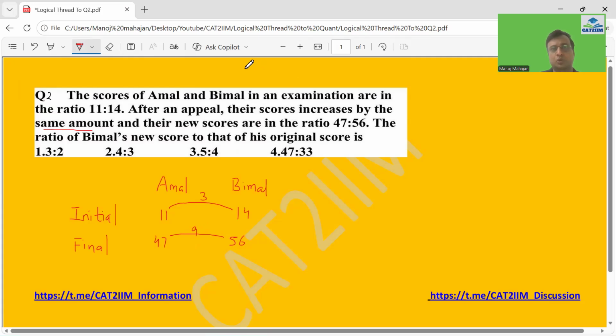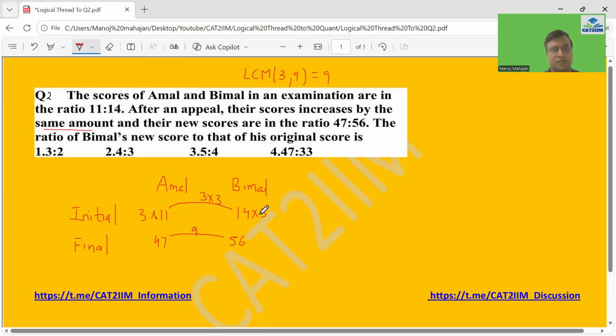You can use the concept of LCM to make the differences the same. So what is the LCM of 3 and 9? That is 9. So can we do one thing? Let's multiply this with 3. So I have to multiply this score also with 3 and this score also with 3. Now the problem is done.